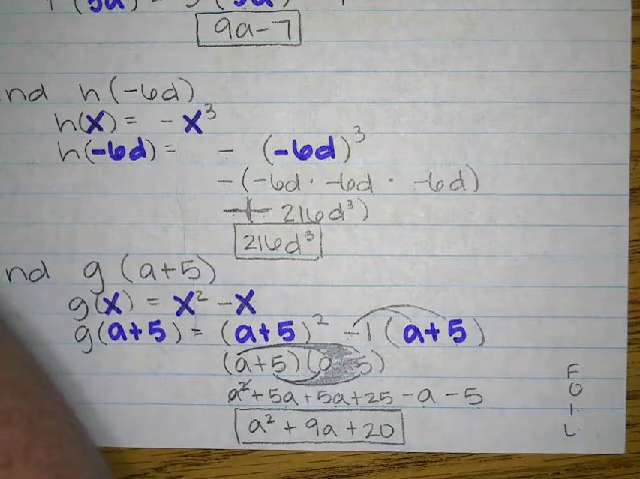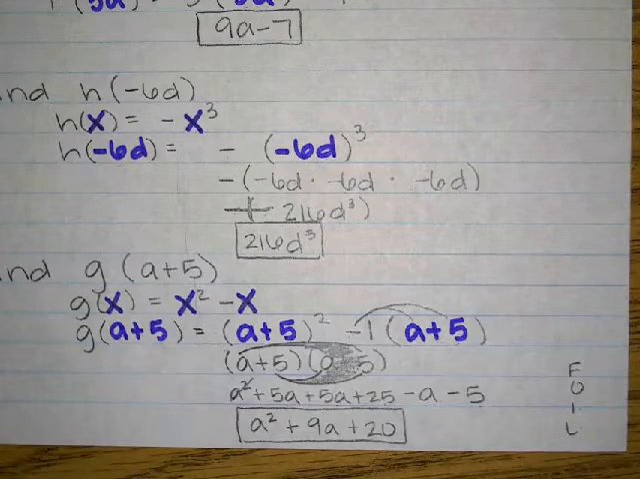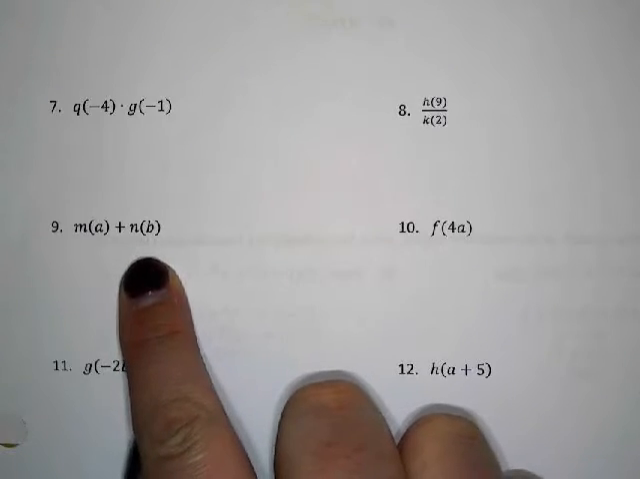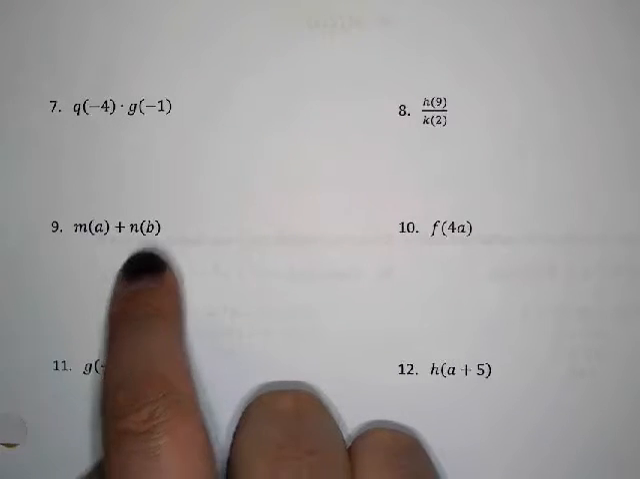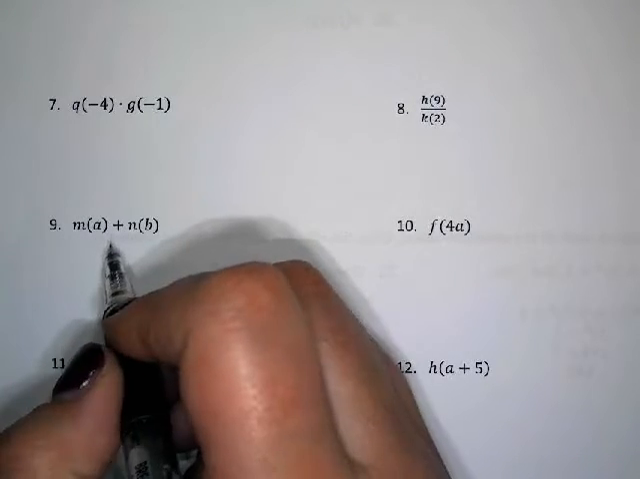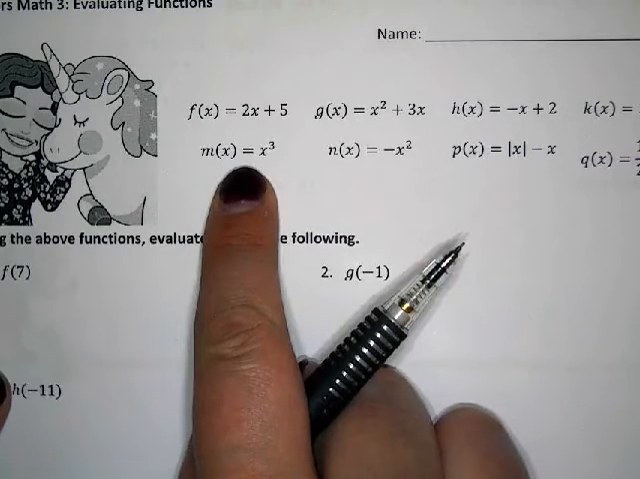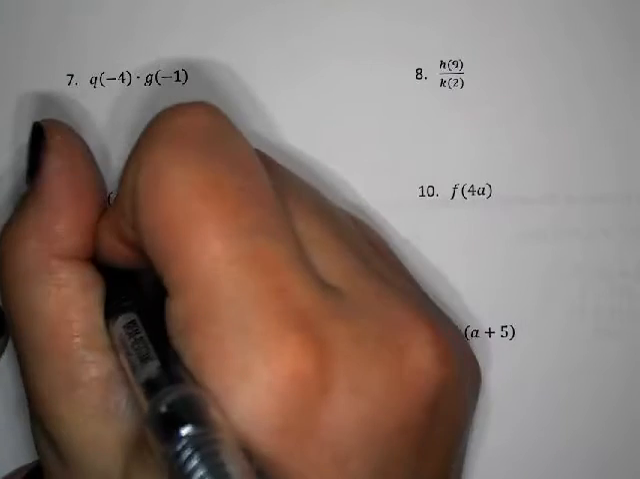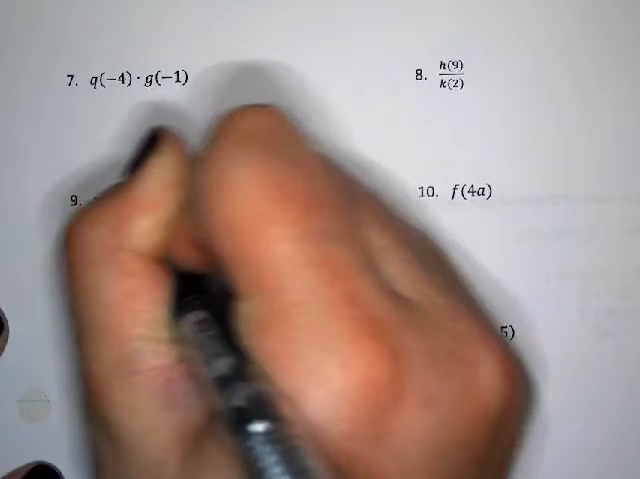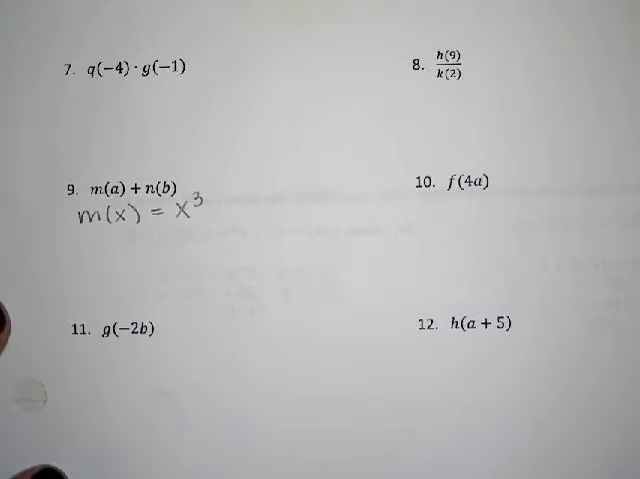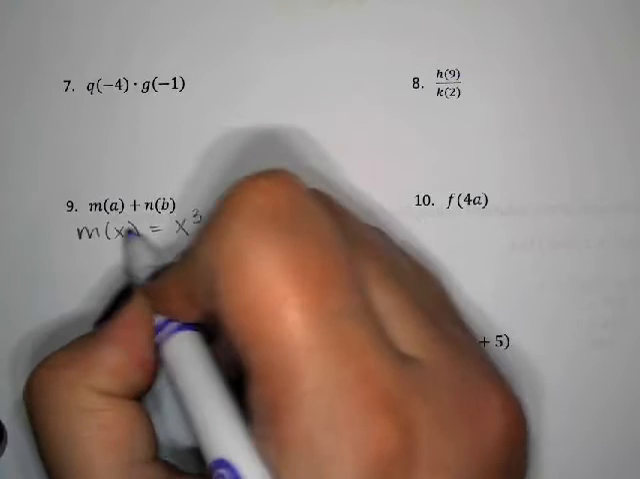Okay, so we've done 1 through 8. Let's go ahead and look at number 9. So number 9 says m of a plus n of b. So the first thing I'm going to do is I'm going to write down what m of x is. So if we look at the very top of the page, what is m of x? M of x is x to the third. M of x is x to the third. Okay, so I'm going to start like that.